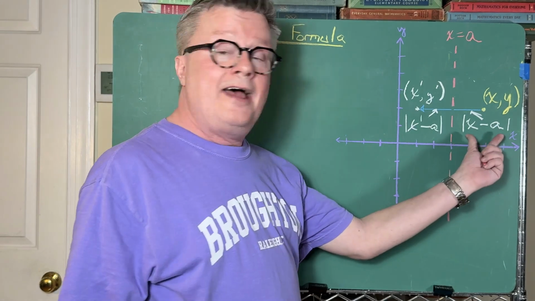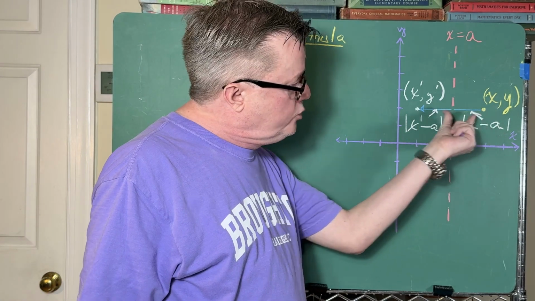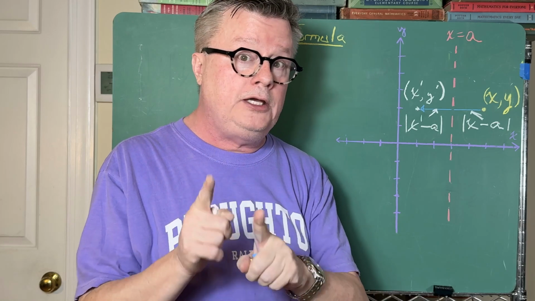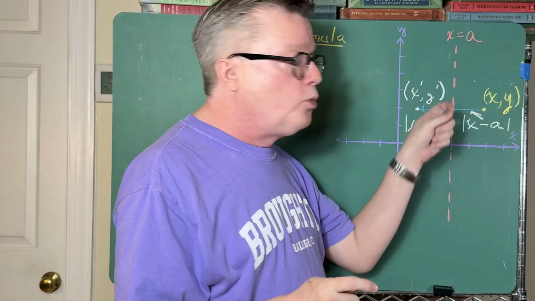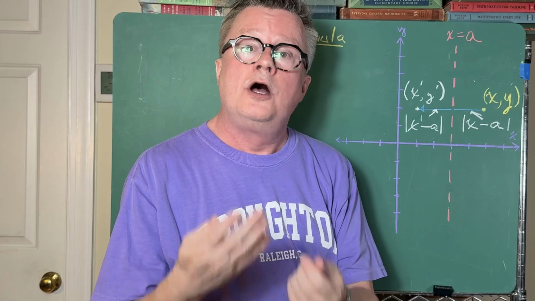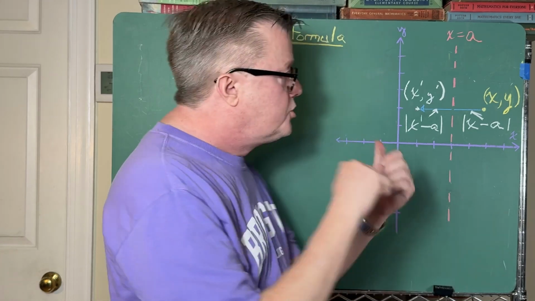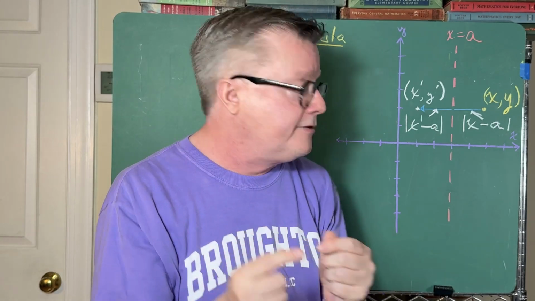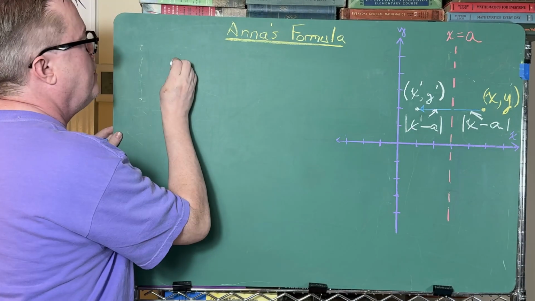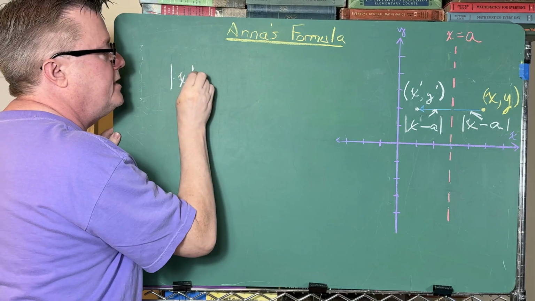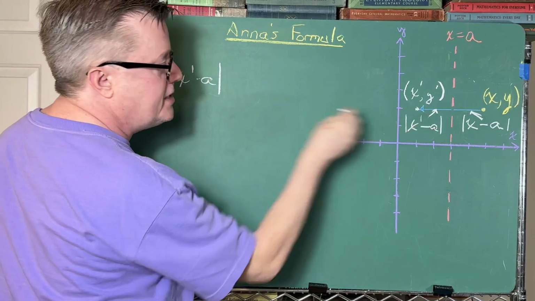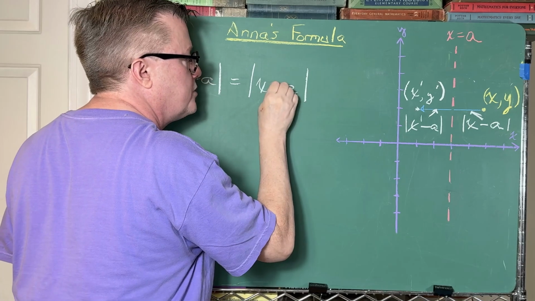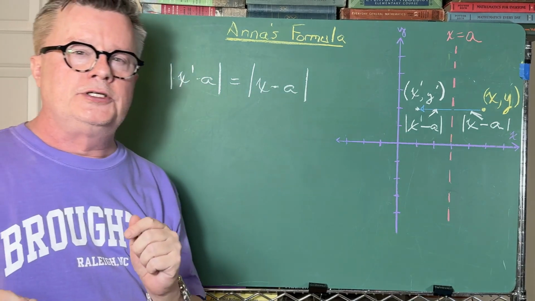So I have a way of computing the two distances that I'm concerned with, and I know that they have to be equal. Notice I'm not dealing with y's because I know the y coordinates are still going to be the same. So let's use these two absolute value expressions to come up with a formula. I know that x prime minus a has to be the same as x minus a when I put them both in absolute value bars.